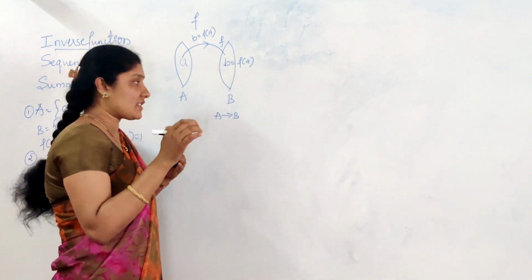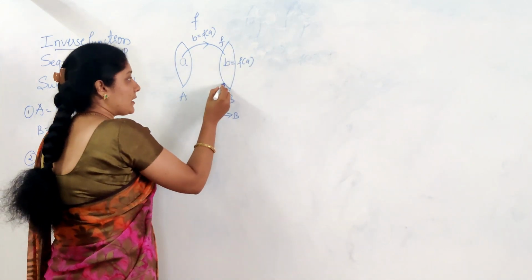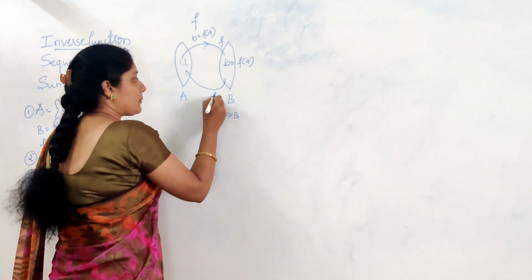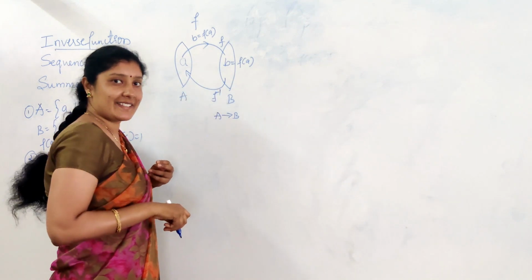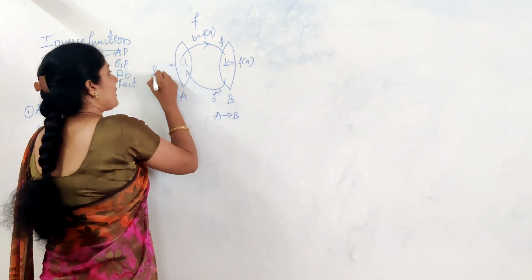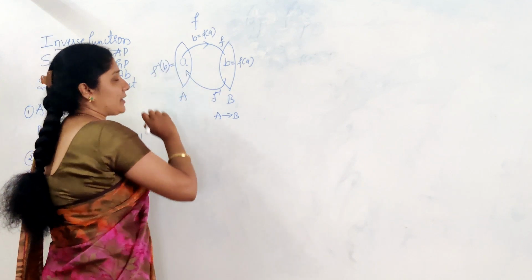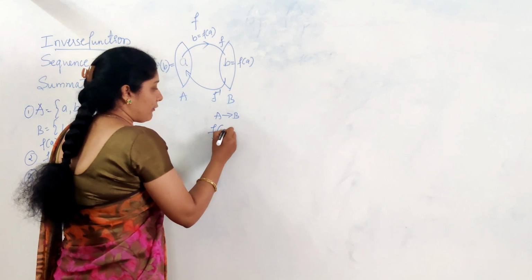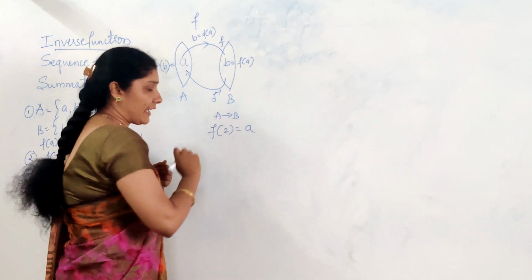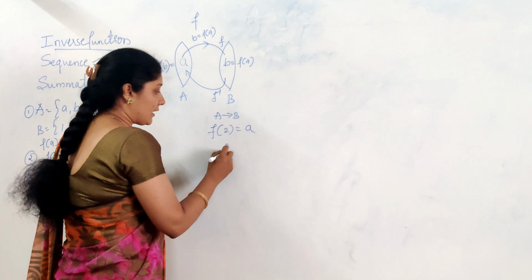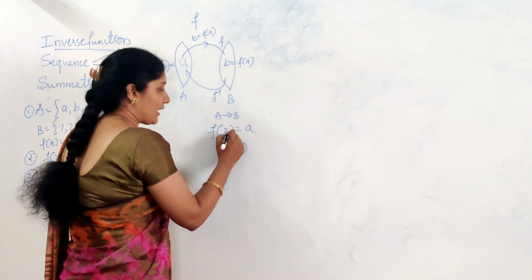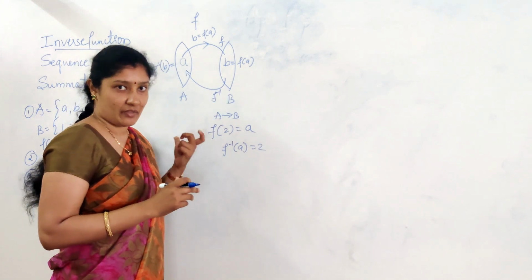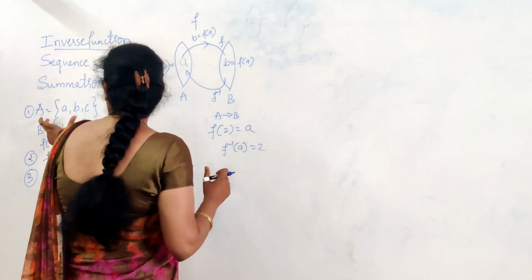Now exactly reverse means the relation from B to A. In that case it is represented as f inverse. So A means f inverse of B. For example, in general if we write f of 2 is equal to A, then the inverse will be f inverse of A is equal to 2. So this is how we mention the inverse function. Now let us study some examples.